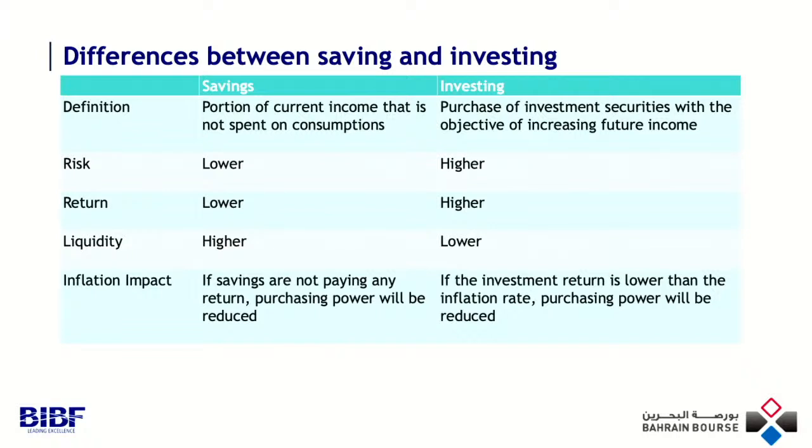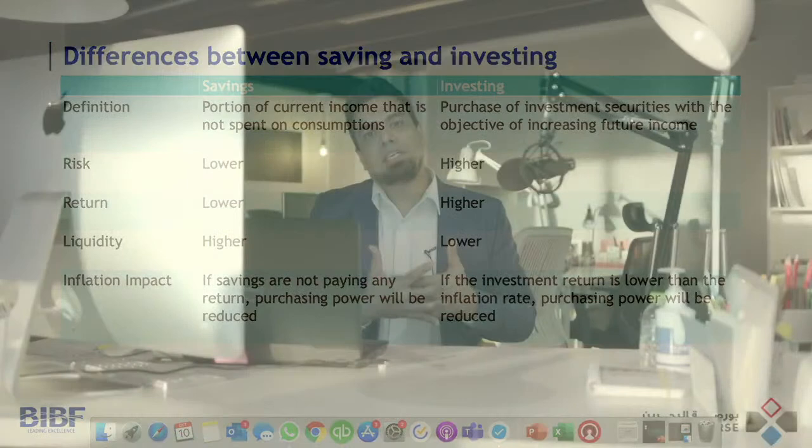Now coming to investing. The definition is purchase of an investment security or an investment instrument with the objective of increasing future income. So here we're buying something. What are we buying? An investment instrument or security. What's our objective? We're hoping that our future income will increase, so either the value of that investment will go up in the future or the income we can derive from it will increase. So there's a difference between saving and investment, and they're two completely different things.